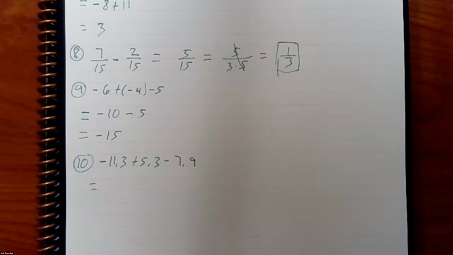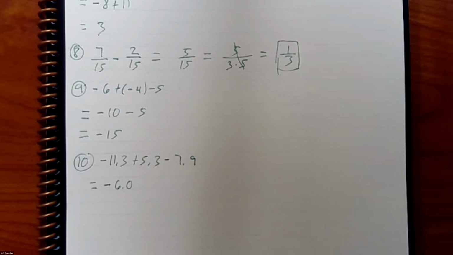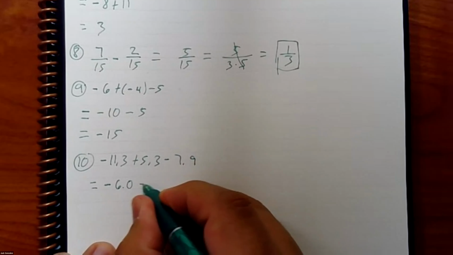What's -11.3 plus 5.3? 6.3. I just got -6. See, that's good. Then I got it. What do you do?